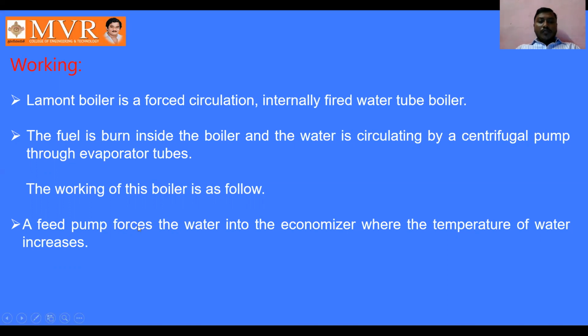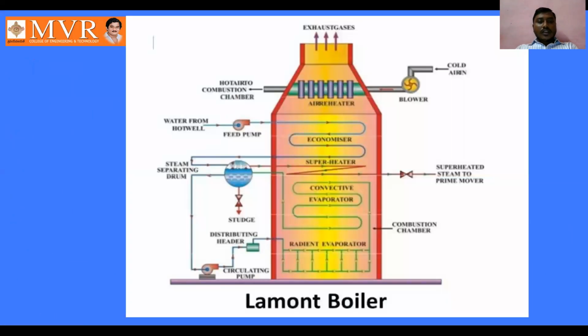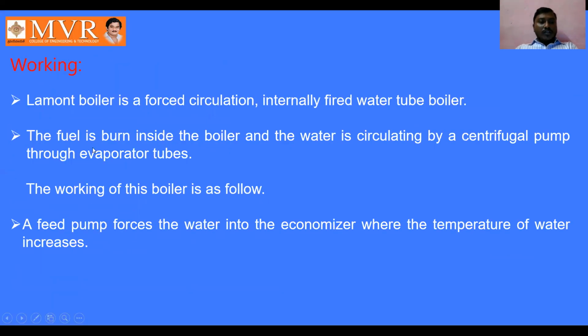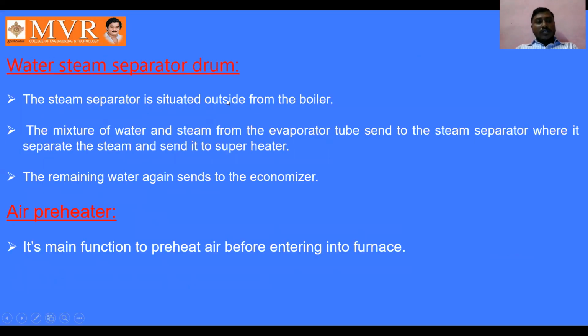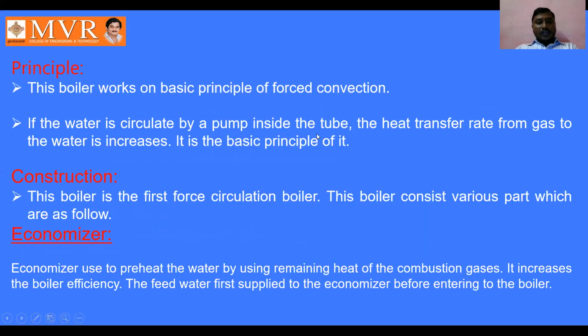A feed pump forces the water into the economizer, where the temperature of the water increases. See here, you can observe this. Here, the feed water is sent into the economizer where the temperature of the water increases. And coming to here, we can observe the fuel is burned inside the boiler, and the water is forced into the evaporator tube by using a centrifugal pump. Here we are using the pump for forcing the water into the economizer.